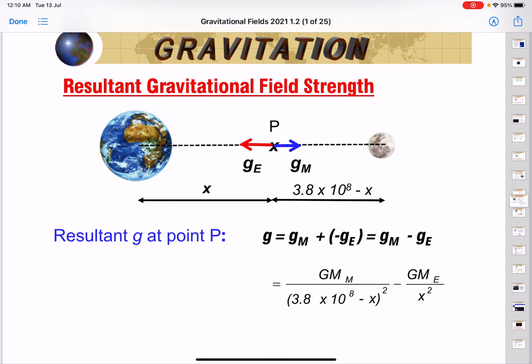Okay, so let's say that this point P is a distance x from the center of the Earth. Note that it has to be from the center of the Earth, not from the surface of the Earth. And if we know that the distance between the Earth and the Moon is 3.8 times 10 to the power of 8 meters, we can actually write down the expression for G at any point of distance x along the line between the centers of the Earth and the Moon.